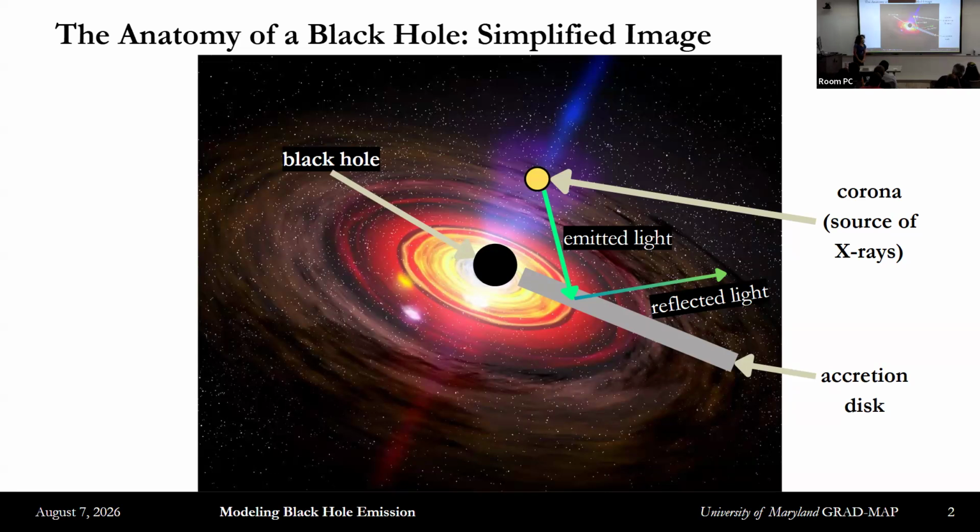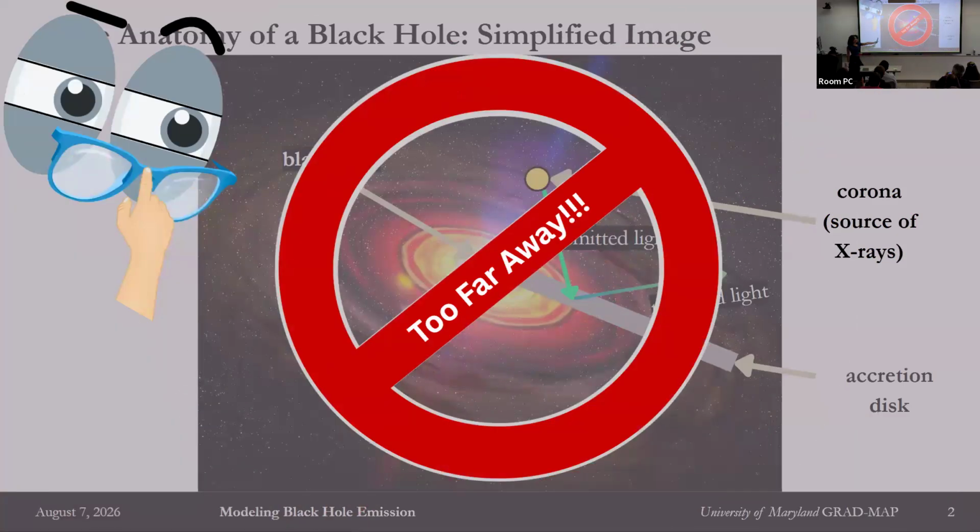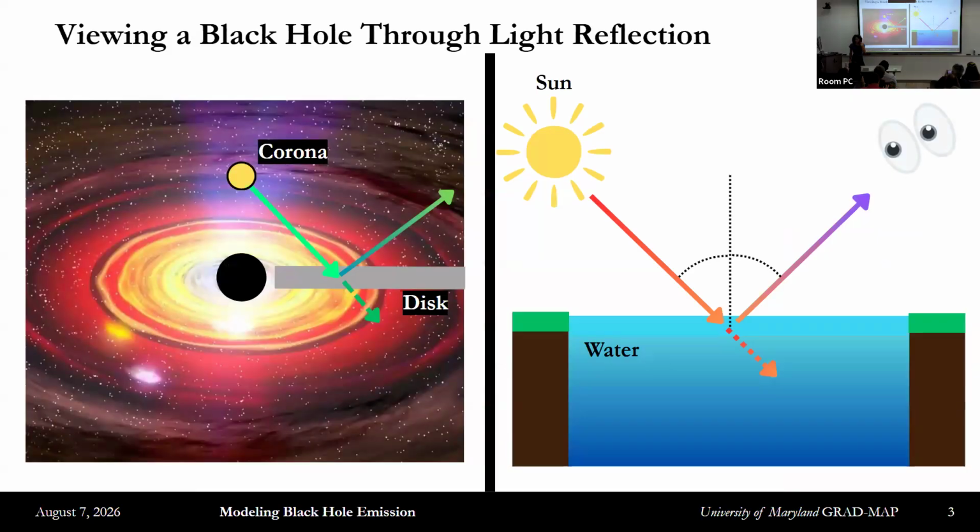We can see some of the corona light, but many of these light rays also hit the disk, which is reflected back to us. In reality, we can't see exactly where the rays originate on the accretion disk system. Since we can't see the full picture directly, to understand what's going on around a black hole, we instead consider the reflected X-rays, which are only a small portion of the total light.